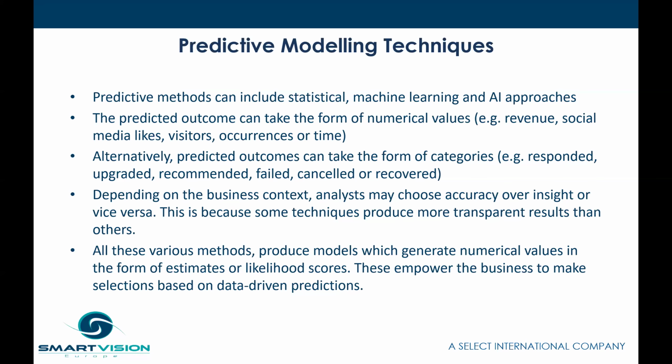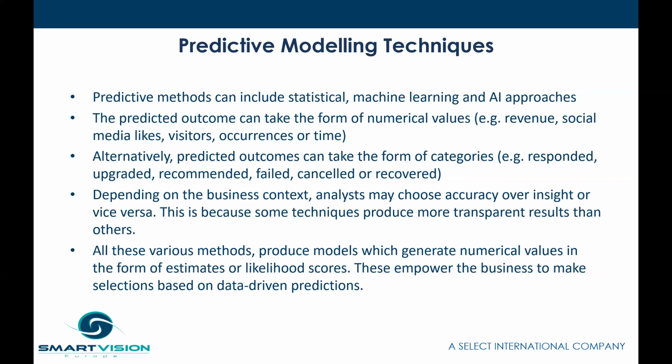Depending on the business context, the analyst might choose, and this is quite important, accuracy over insight or vice versa. There are two different ways in which you can go with this. If you say, I'm really just interested in creating a model which has the highest level of accuracy possible in identifying people, let's say, who are likely to cancel their subscription, then that will take you down one path where you'll probably get the most accurate possible model, but it will be what's known as a black box model, more likely to be machine learning, and it'll be harder to interpret.